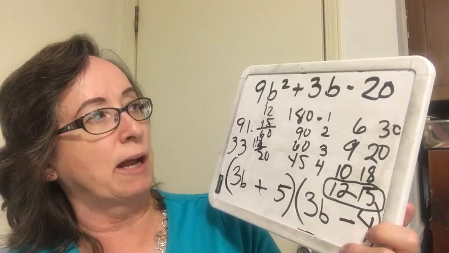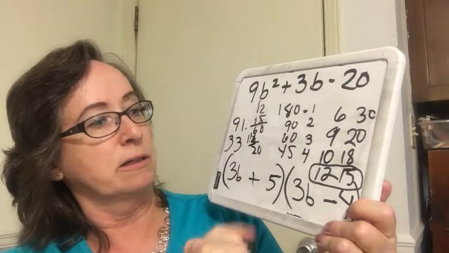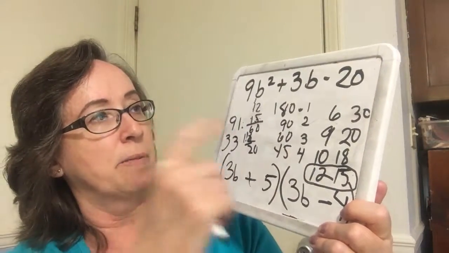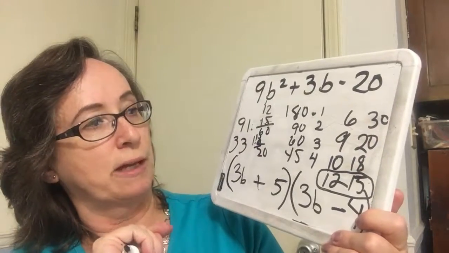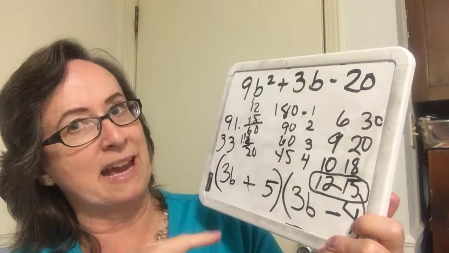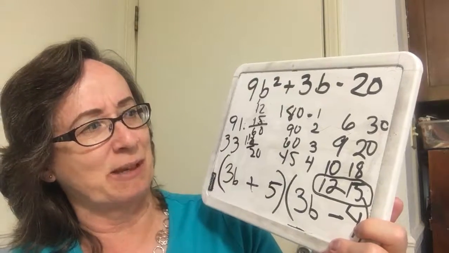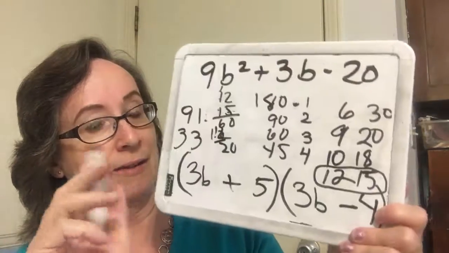So then I would have to write 9b squared plus 15b minus 12b and minus 20 and factor. This is definitely the long way on this one. I would go with the first method on this one.